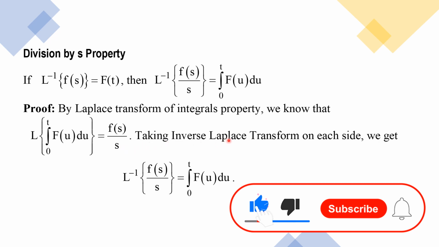Now taking the inverse Laplace transform on both sides of this equation, the Laplace inverse of F of s over s. Here the Laplace inverse and Laplace will become identity, and you will have the integral from 0 to t of f of u du. This is a simple proof of that property.